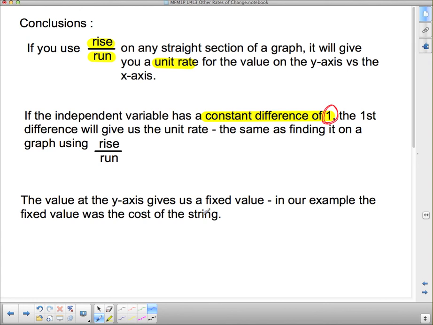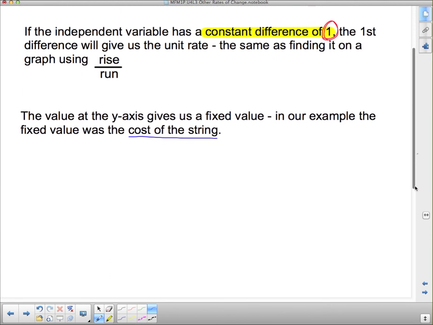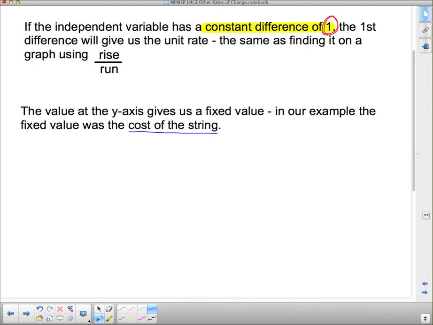In our example, the fixed value was the cost of the string. So there's all kinds of other situations where you might have a fixed cost, but we're going to leave it at that right now. Give the homework a try.